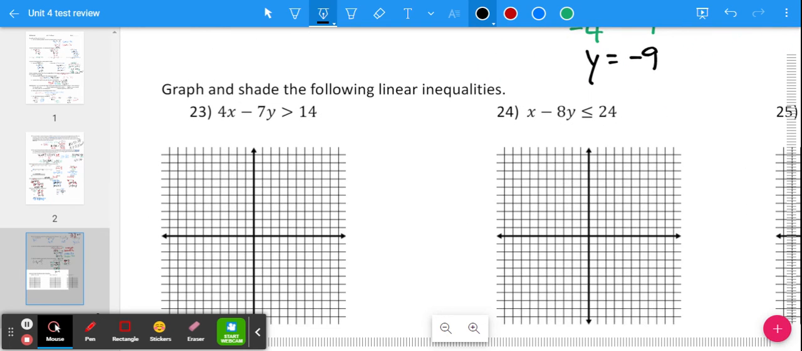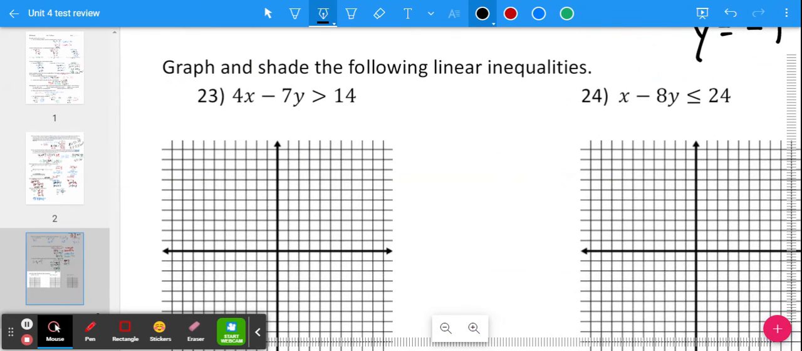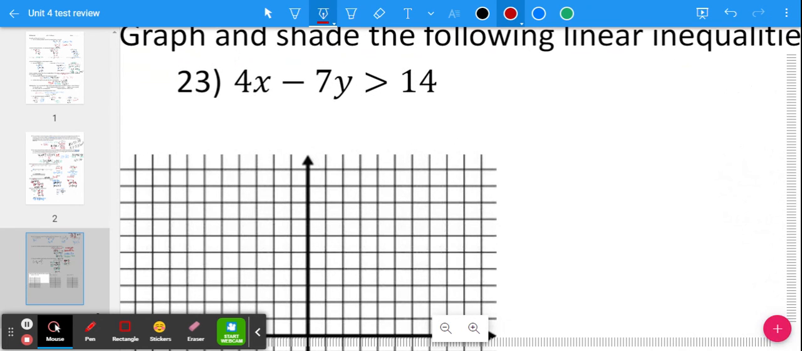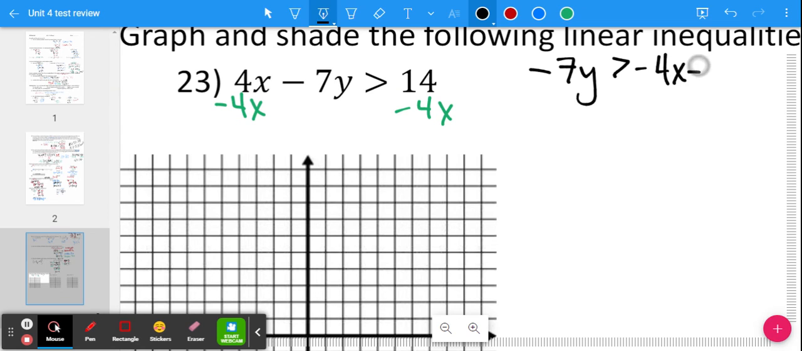The last section has us graphing and shading the following linear inequalities. So we're going to solve these for y to put them into slope-intercept form and then graph them after we've made some observations. So the first one, we have to move x, so subtract 4x. We're left with -7y is greater than -4x and a +14. Last step, divide by -7.